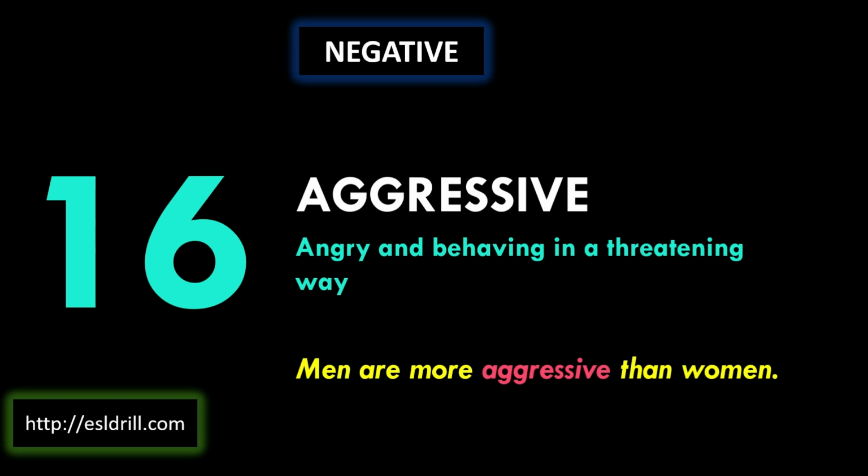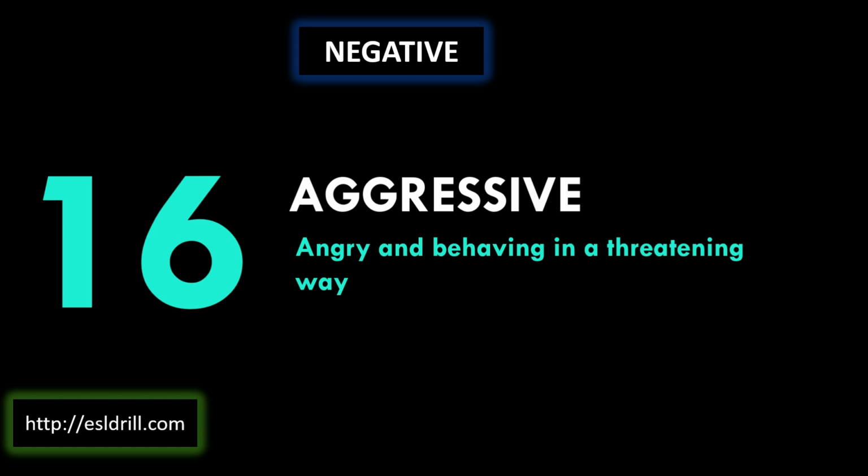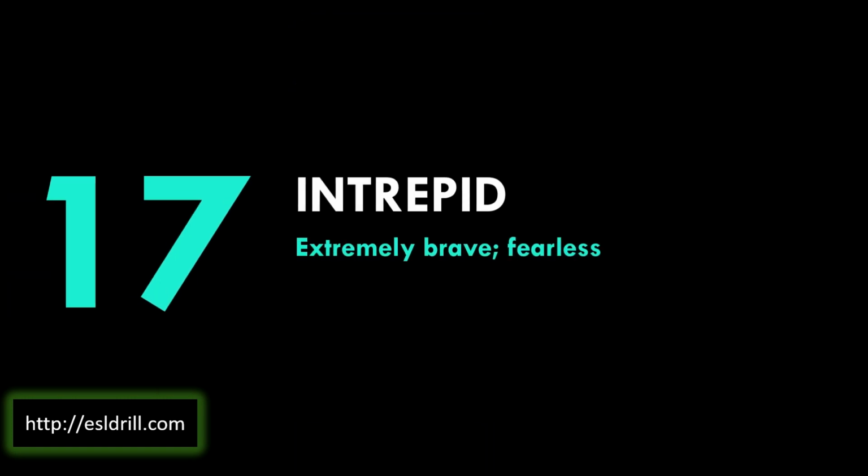Aggressive is a word that describes a negative trait. Now the 17th one. Intrepid. The meaning is extremely brave, fearless. Yes, we all want to be intrepid.